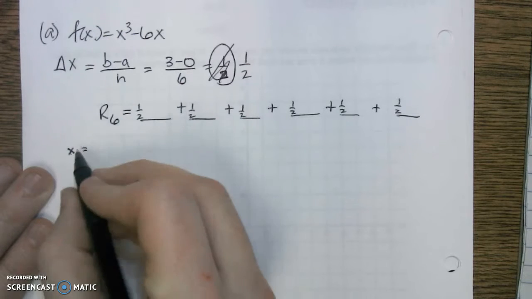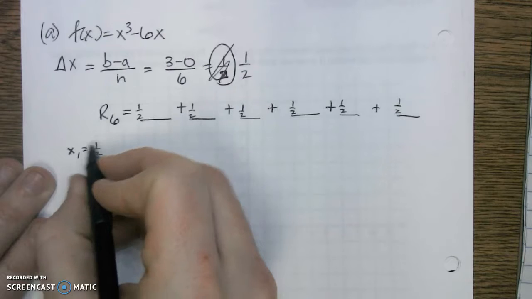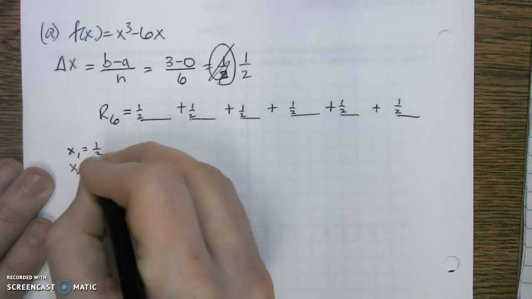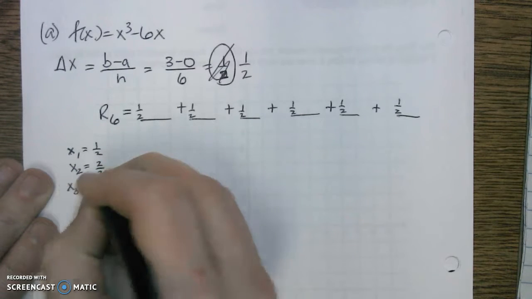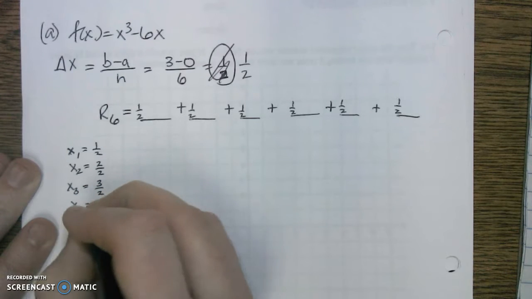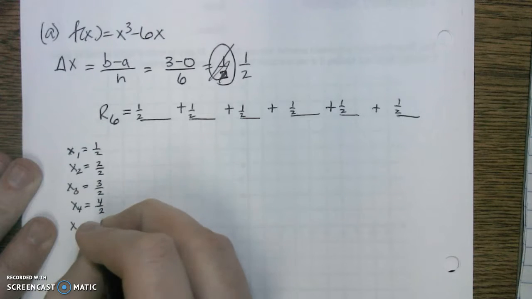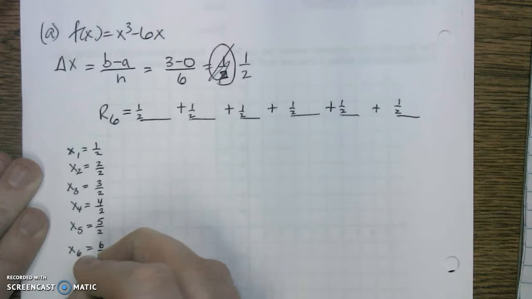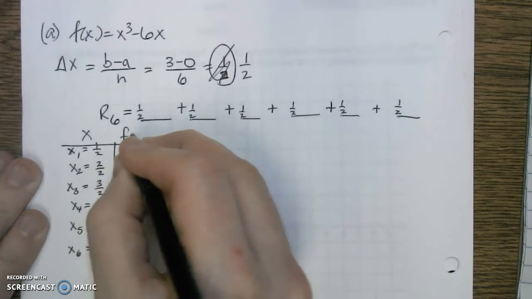The first x value, if I'm using a right endpoint, is going to be 1/2. If the width of the rectangle is 1/2, then it's going to end at 1/2. The second rectangle would be another width of 1/2, so 2 halves. Then another width of 1/2 would be 3 halves, and then 4 halves, and then 5 halves, and then 6 halves. So those are the x's that we're going to plug in to our function that they gave us.